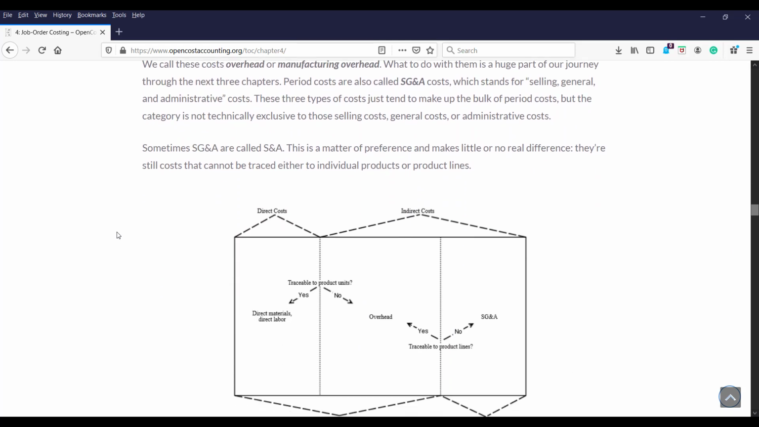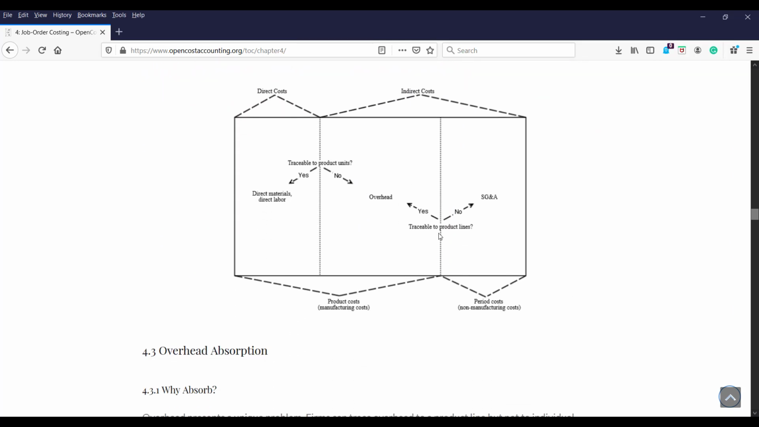Like I said, we have names here. So I gave an example of overhead. It can be traced to product lines, yes, so it is a product cost, but it cannot be traced to individual product units. Nope, not a direct cost. Right over here, it has to be an indirect cost. So it's a product cost that is indirect.